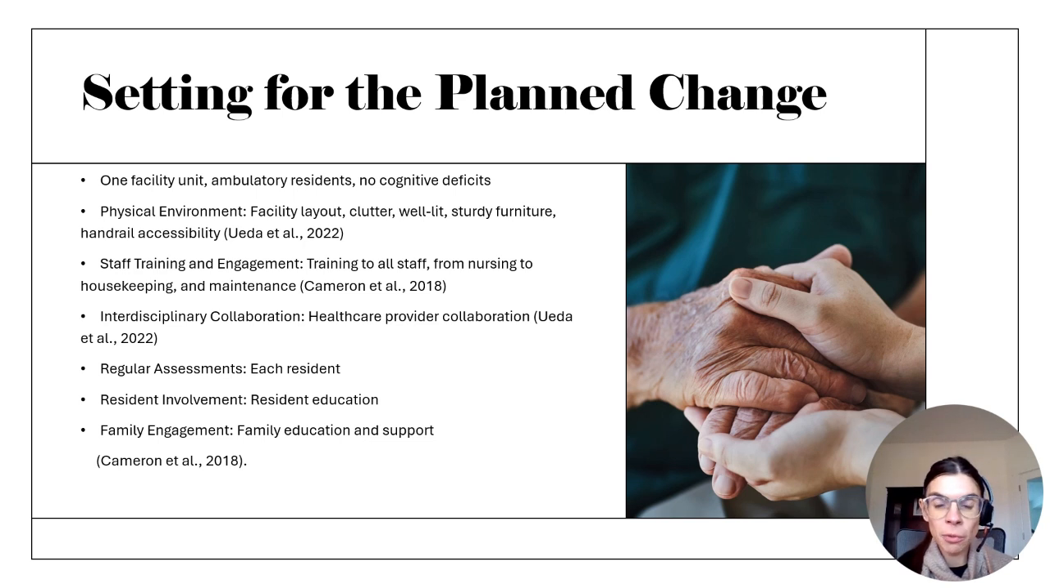Staff training and engagement is crucial. Staff include nursing all the way to housekeeping, anyone and everyone that works within the facility. We want to involve interdisciplinary collaboration. This fosters better communication to address fall risks from multiple perspectives. And we want to perform regular assessments on the residents. Staff should be performing a regular fall risk assessment for each resident, considering factors like mobility, side effects, the cognition from start to finish, and environmental hazards.